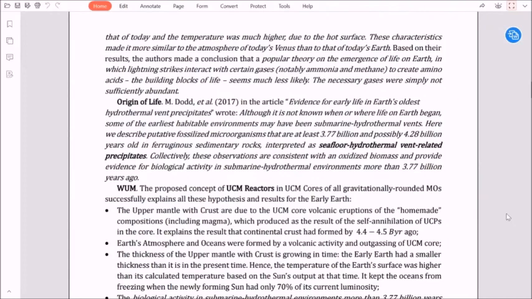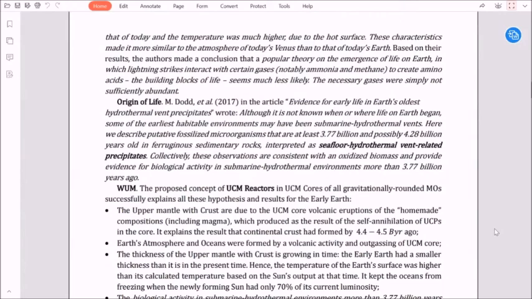Based on their result, the authors made a conclusion that a popular theory of the emergence of life on Earth, in which lightning strikes interact with certain gases, notably ammonia and methane, to create amino acids, the building blocks of life, seems much less likely. The necessary gases were simply not sufficiently abundant.